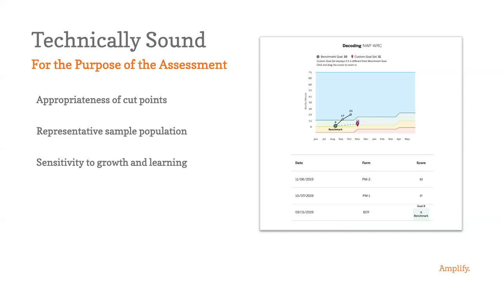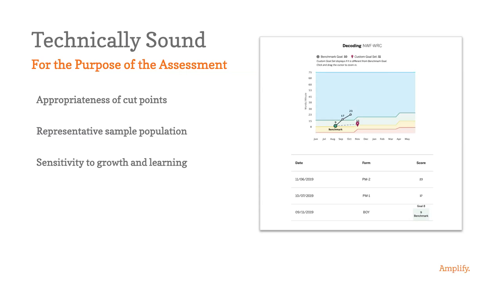Other things to consider as you're evaluating assessments for their technical quality are the appropriateness of any cut points, especially when we're talking about screening. We're using the cut points that come with the assessments to make decisions about whether students are at risk or not. So we want to make sure the methods that were used were rigorous and that there is some indication that the assessment is accurately classifying students as at risk or not at risk. We also want to make sure that the sample population used to validate the assessment or to set the cut points is really representative of the students that you're serving and of the national sample.